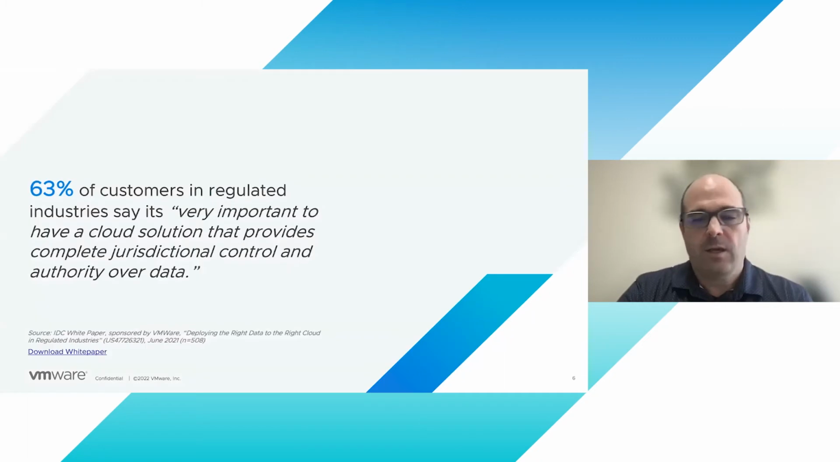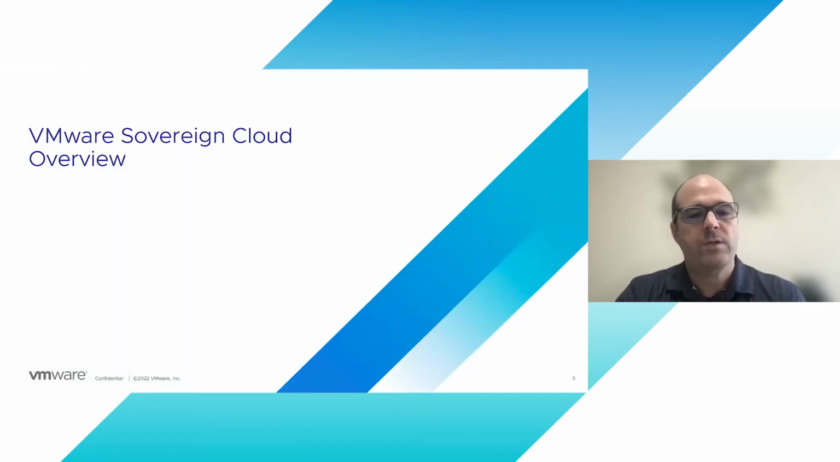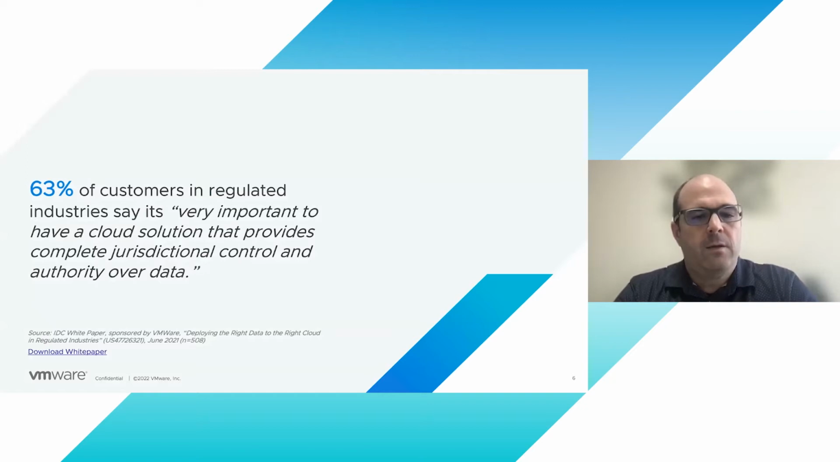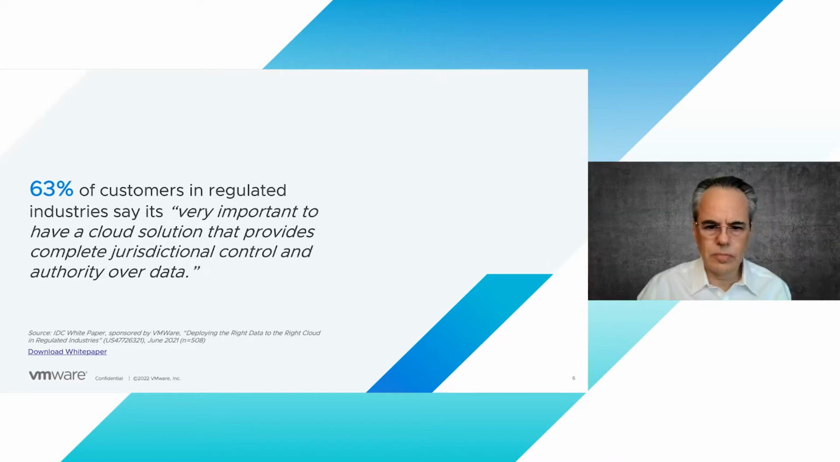Well, let's take a look at the overview, the VMware Sovereign Cloud overview. Just a quick statement here that we see 63% of our customers that are in regulated industries, they really feel that it is important to have a cloud solution that provides complete jurisdictional control and authority over that data. We're really pleased to be in partnership with Fortanix to offer some of these capabilities regarding jurisdictional control of both data and the keys to the data.